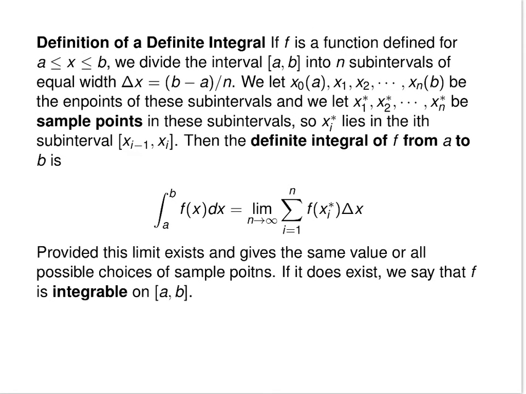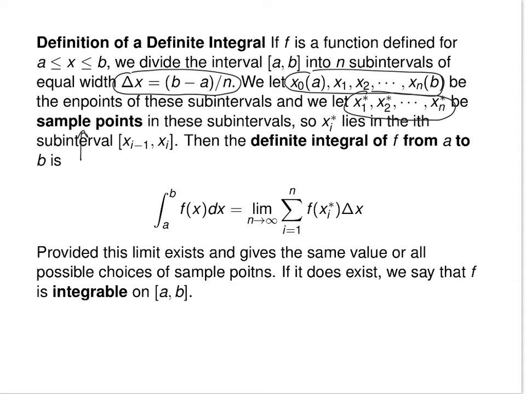So we did this yesterday with our left sums and our right sums, right? We divided the thing up into equal pieces. And these are the endpoints of these subintervals. There was always one more endpoint than interval, so we let the first one be x0. So start counting at 0. And we let these x1 star, x2 star, xn star be things called sample points in the subintervals.